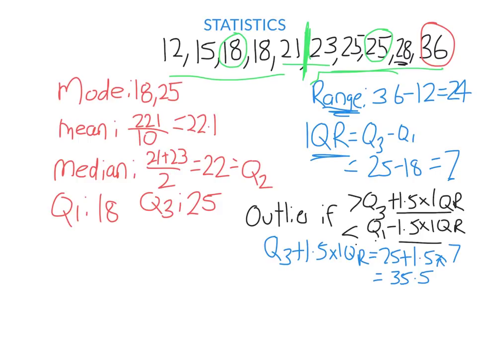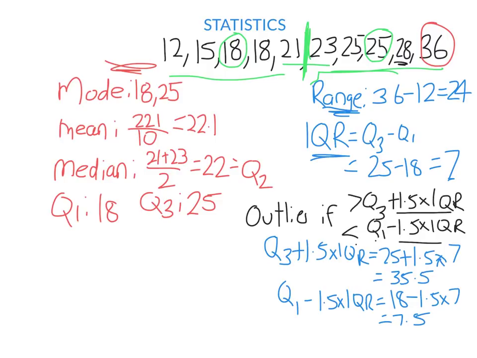To check for outliers that are really small, you do Q1 minus 1.5 times the interquartile range. So here, that would be 18 minus 1.5 times 7, and you get 7.5. That means for this data, a number will be an outlier if it's less than 7.5. There are no numbers less than 7.5, so there are no outliers at the bottom. So this data set has one outlier.